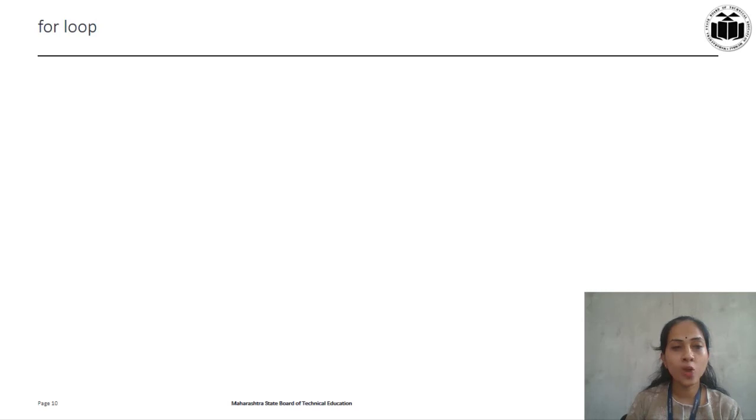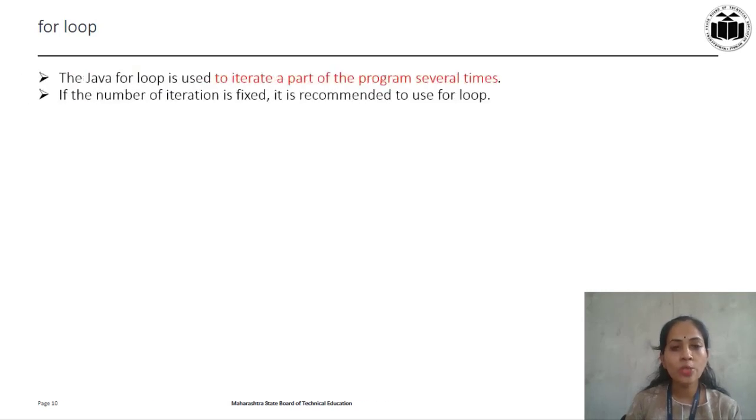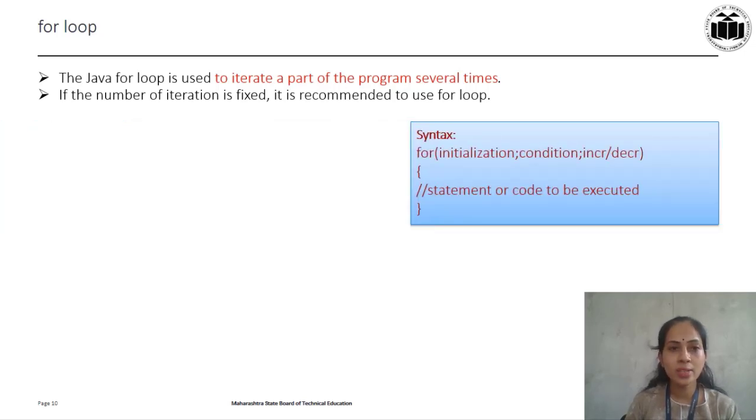Next loop is the for loop. Java for loop is used to iterate a part of the program several times. If the number of iterations is fixed, it is recommended to use a for loop. Here is the syntax to demonstrate the for loop. First, you need to initialize, then you mention the condition, and later you can use increment or decrement. In the curly brackets, you need to write the executable code.